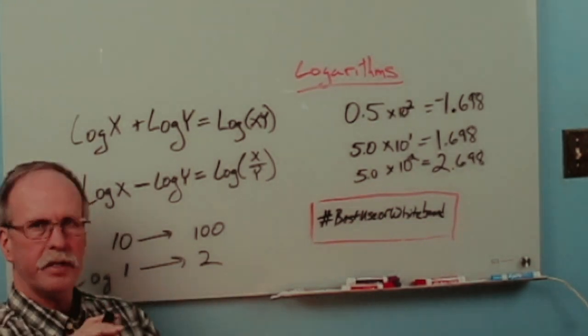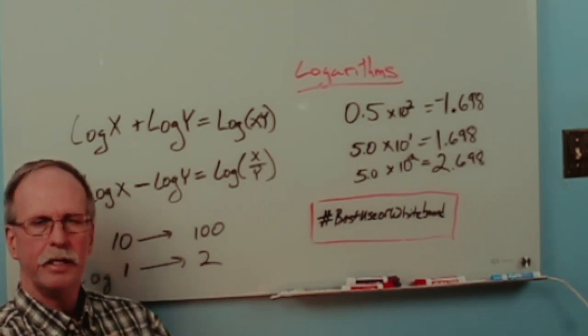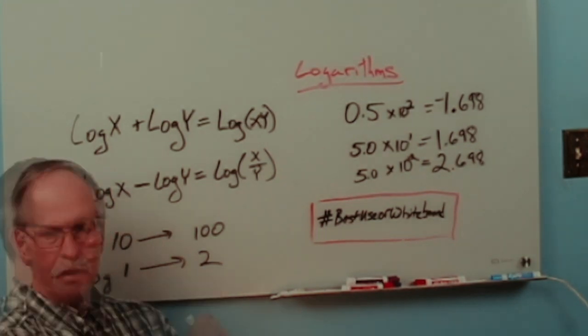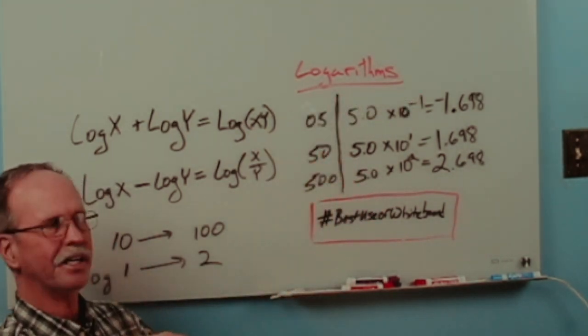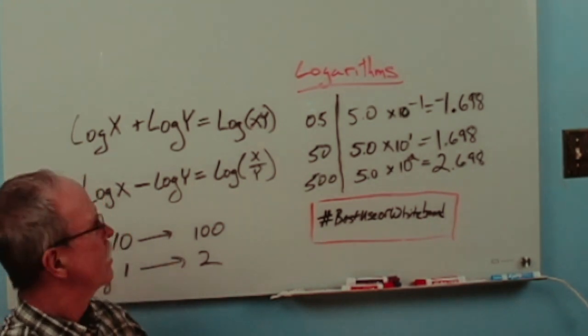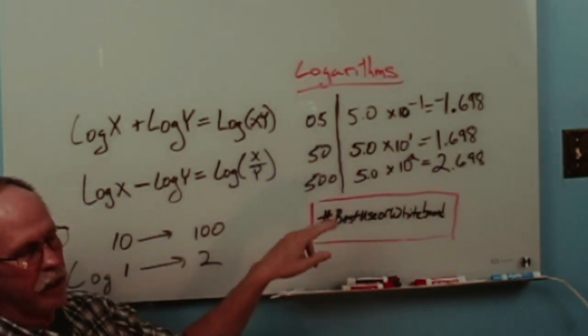So you take all of the numbers between 10 and 100, figure out the logarithms for those, and they'll come between 1 and 2. And I've given some examples right here. I'm sorry, I just noticed I made a little mistake on the board, but I've corrected it now. So let's take three numbers, 0.5, 50, and 500.